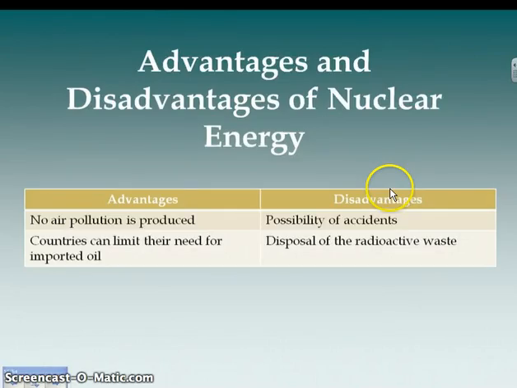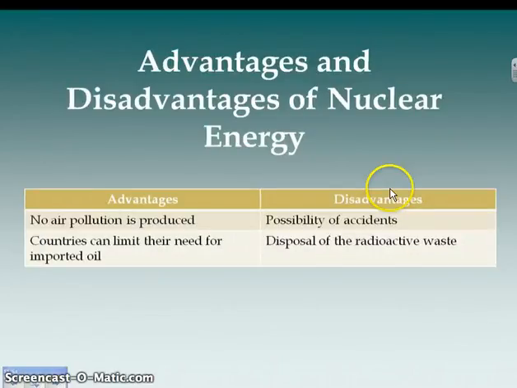So, advantages and disadvantages of nuclear power. Talking about the advantages first, no air pollution is produced. We don't make CO2. We don't make sulfur dioxide or nitrous oxide. We're not polluting the air here. That's a really important distinction, and I remember a lot of people in our general science class had this misconception. Again, we're not polluting the air in nuclear power plants.